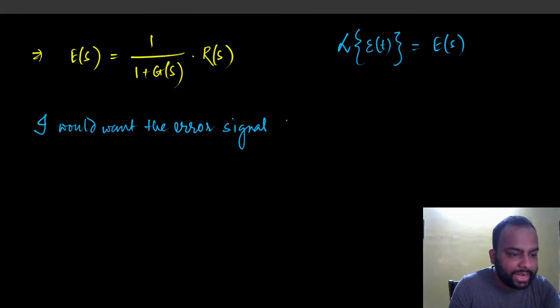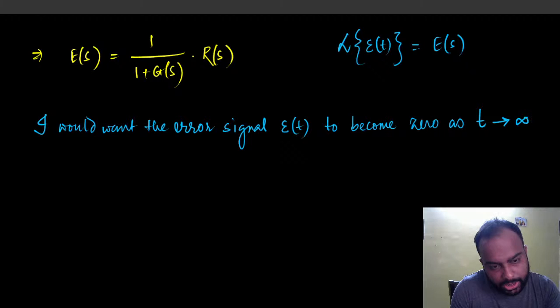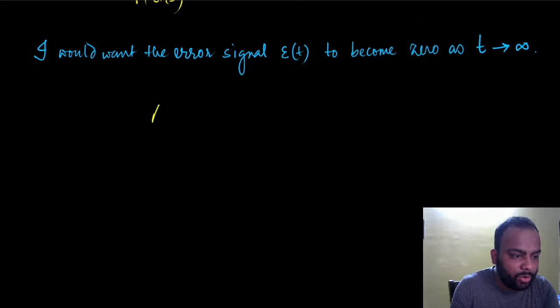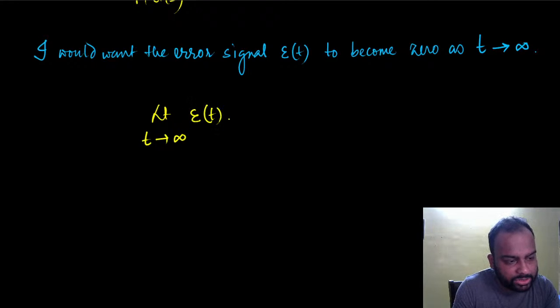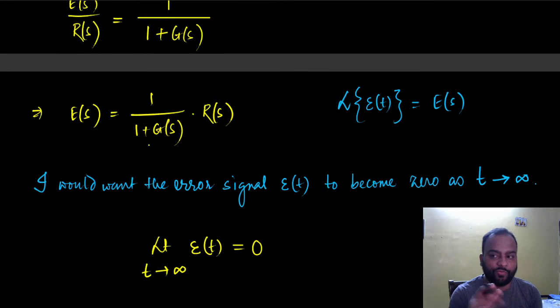So I would want the error signal epsilon(t) to become 0 as time approaches infinity. As I give the system enough time to settle down, I would expect the error signal to have reached a 0 value. So essentially, as the limit of t tends to infinity, I want the error signal, the time domain value, to become 0. This is what we are trying to look for today.